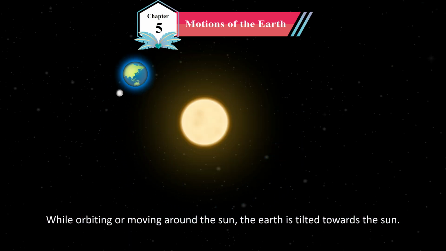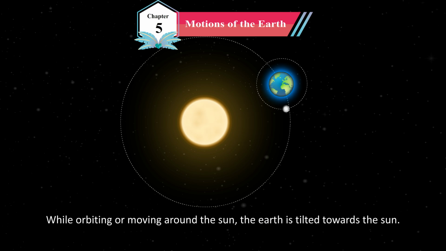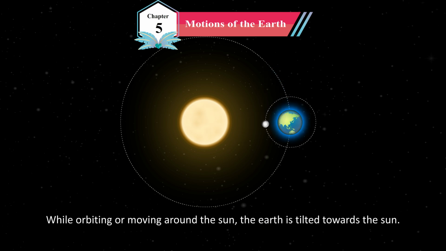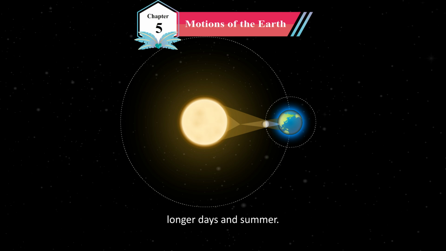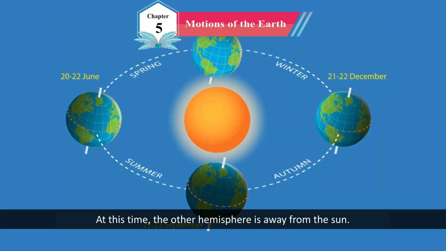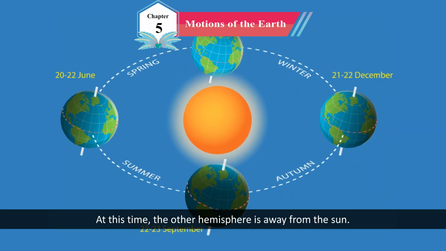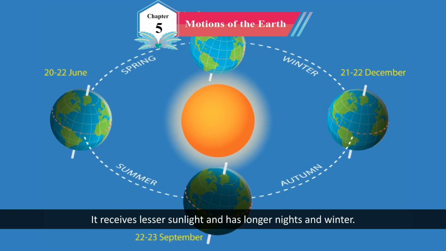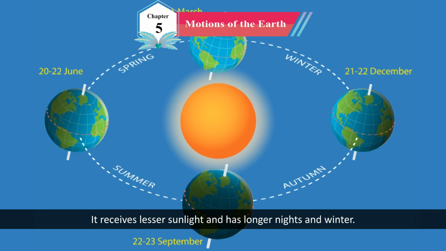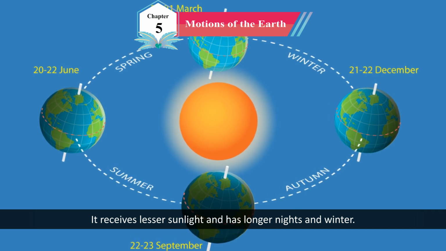While orbiting or moving around the Sun, the Earth is tilted. When the axis of the Earth is tilted towards the Sun, that hemisphere has more sunlight, longer days and summer. At this time, the other hemisphere is away from the Sun. It receives lesser sunlight and has longer nights and winter.